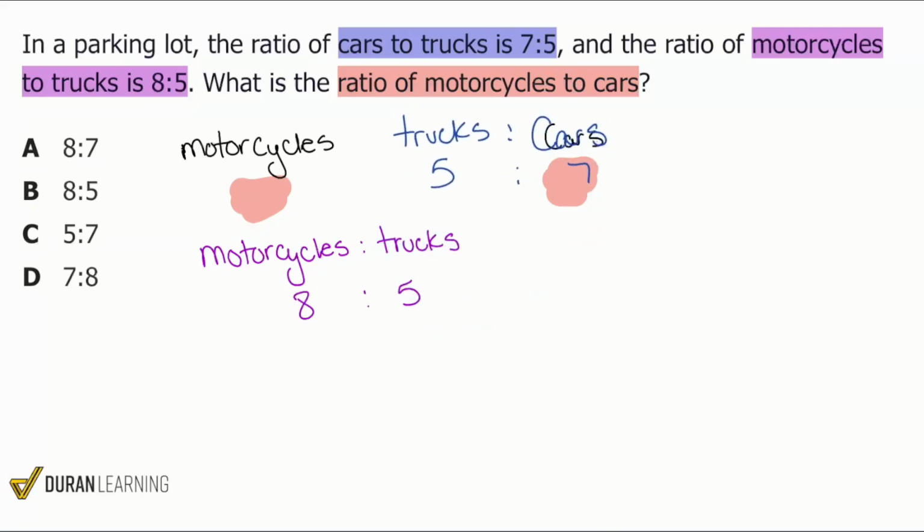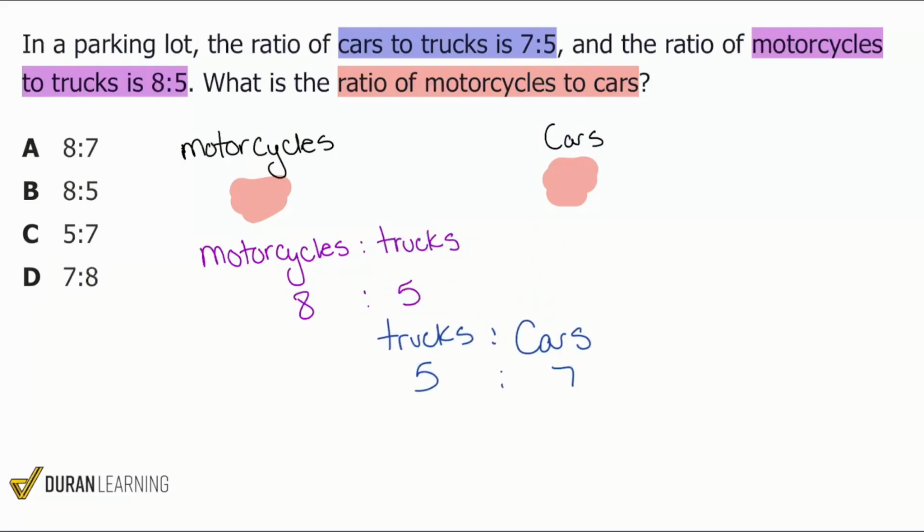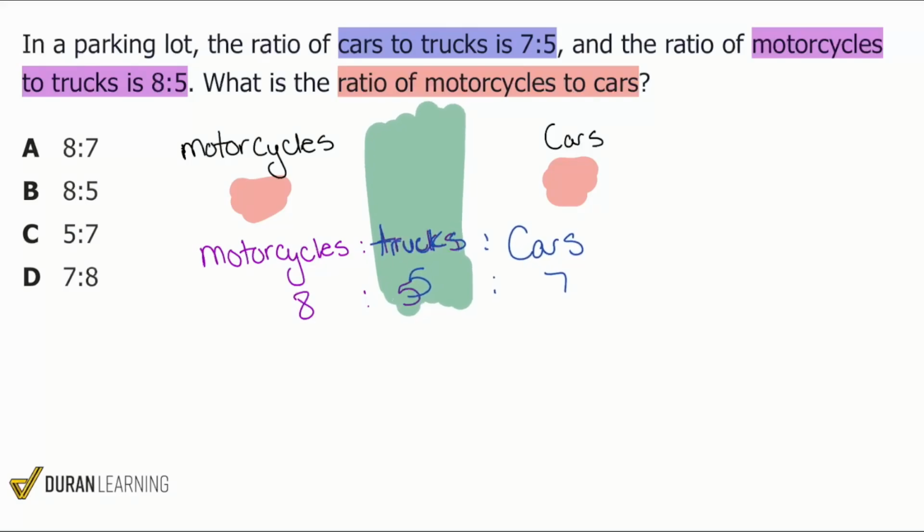Notice that I have the cars where it is, and I have trucks overlapping now. In this overlap, let me use green. When we overlap trucks, do we have the same number for trucks? Yes, absolutely we do. Because of that, I can just merge these together, and when I merge these together, I can get my final comparison.